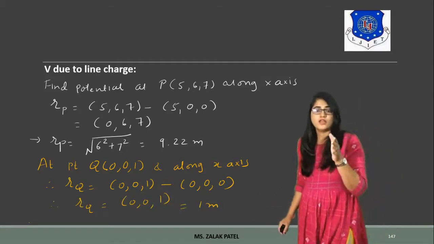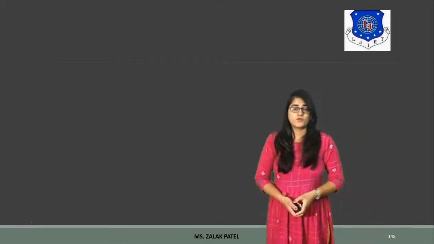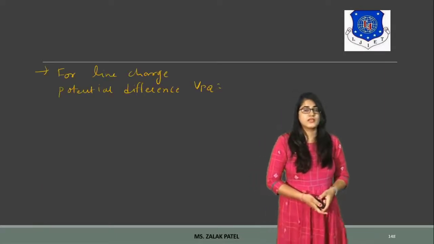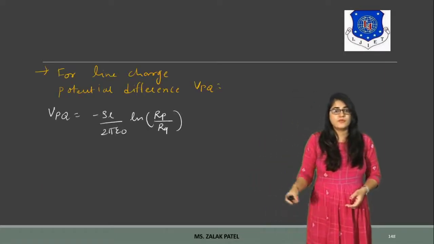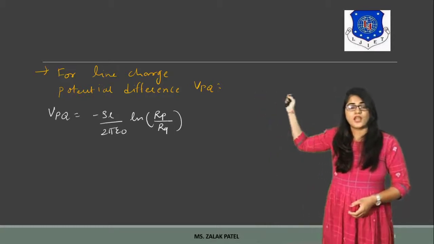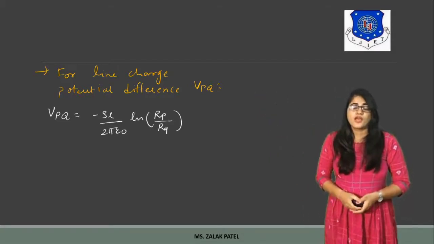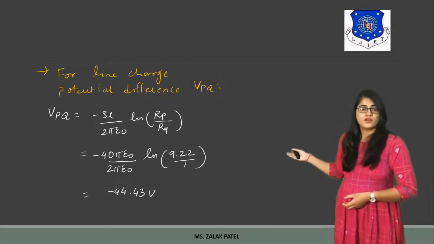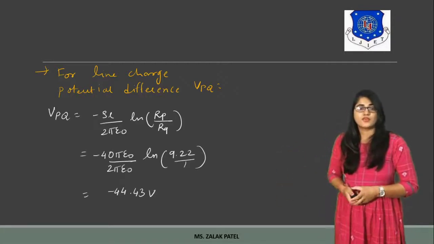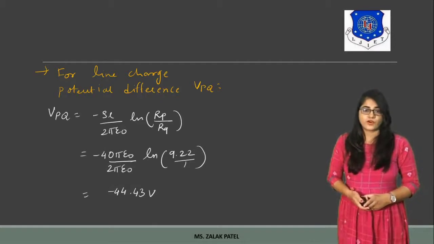Now we have the values of RP and RQ, so let's put them in the equation for finding the line charge potential. VPQ becomes minus rho L upon 2 pi epsilon 0 ln of RP upon RQ. We have both the values, so we get the answer for VPQ as minus 44.43 volt.